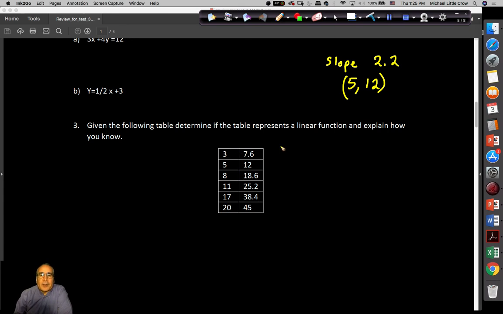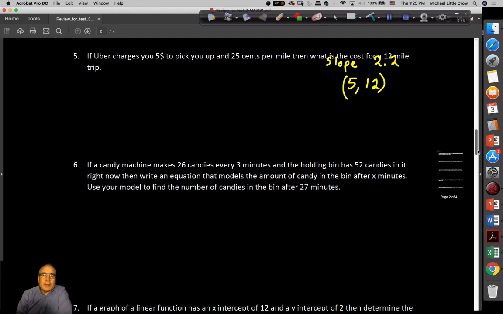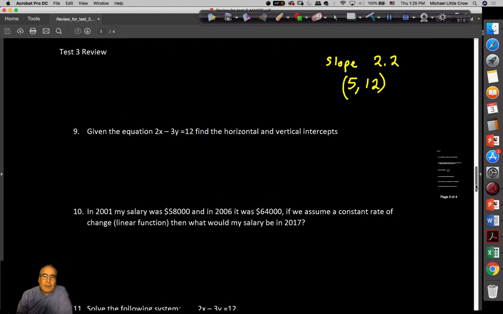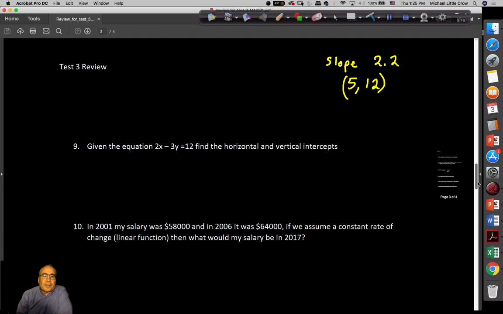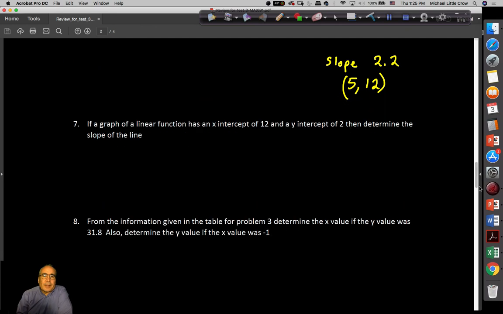So what we're going to do is take a slope of 2.2 and this point 5, 12, because we know the line goes through there. We're going to find the equation of the line, and then we'll answer both of those questions from number 8. So that's what we take from number 3, the slope and one of the points. Then we're just ignoring number 7 at this point. We've already done it.